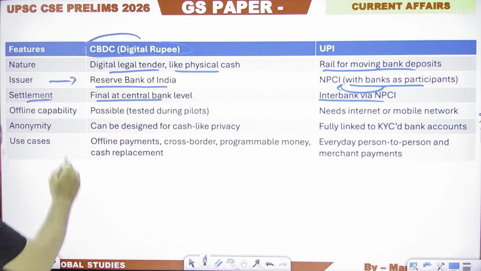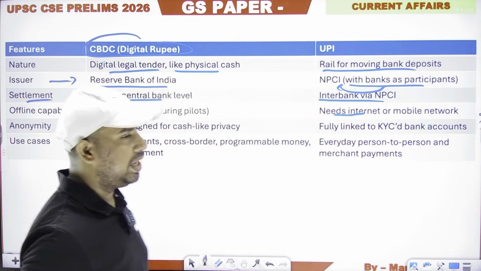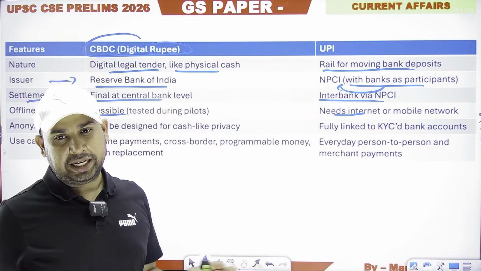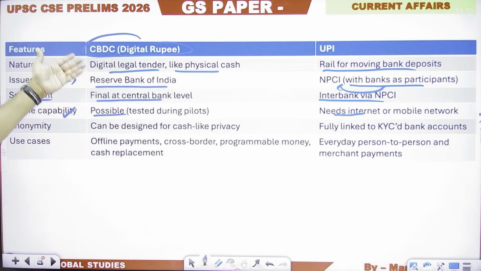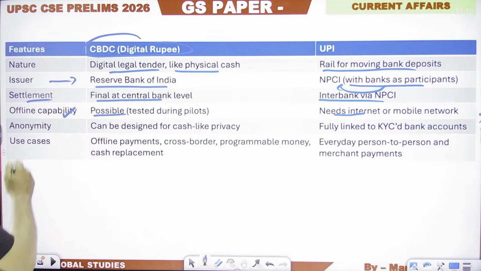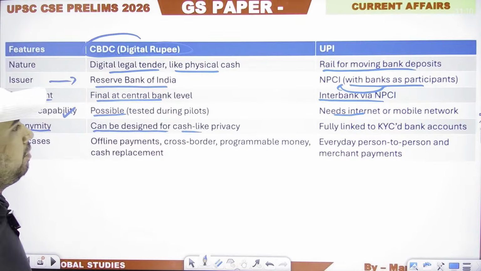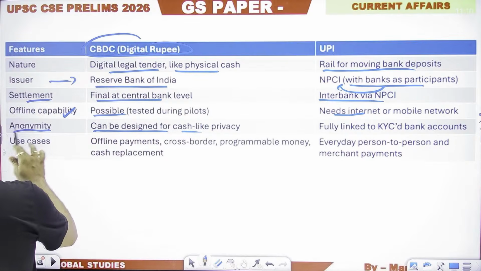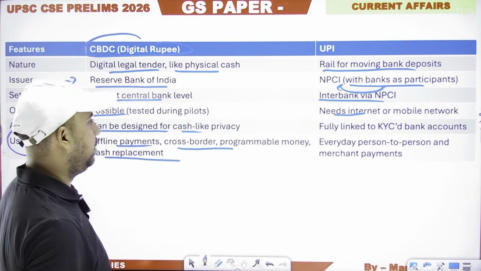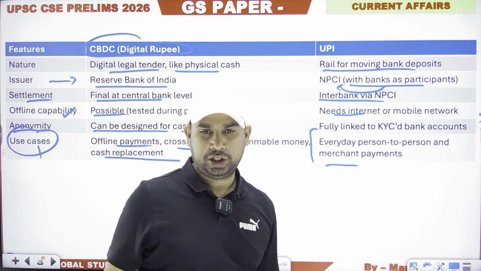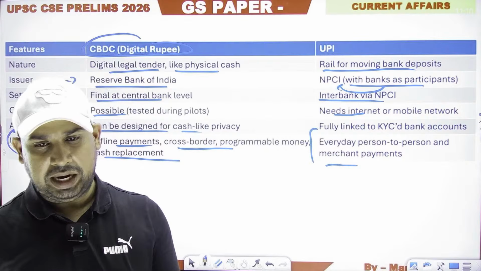Offline capability is possible, but UPI needs internet or mobile network. If there is no proper internet connectivity, you can't use UPI, but without internet, offline capability lets the digital rupee be used. Anonymity can be designed for cash-like privacy, whereas UPI is fully linked to a KYC bank account. Use cases: offline payments, cross-border, programmable money, cash replacement, everyday person-to-person and merchant payments. So this is mainly associated with the Reserve Bank of India.